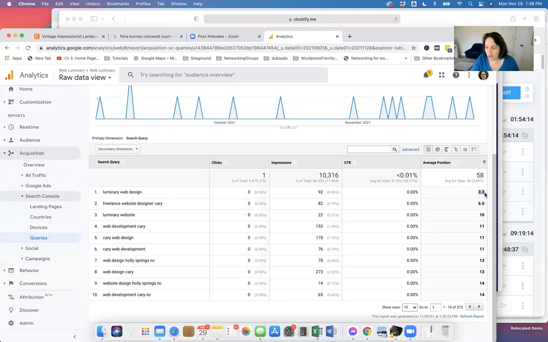There is a company called Luminary, something in Australia, that's been around a long time. So they might rank higher because there's nothing in here that says I'm in Cary in North Carolina in the search terms. You see what I'm saying here?